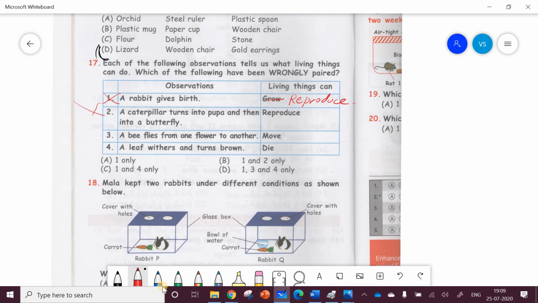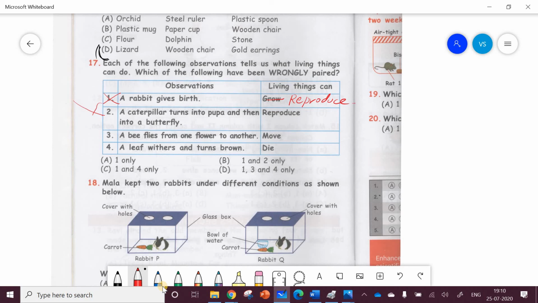All right. A bee flies from one flower to another, and they are saying it's move. It's correct. Yes, it's move. Can you please read the last one? A leaf withers and turns brown. And then they have written die. So do you think they have matched it correctly? No. But I remember I told you once, you asked me why the leaf is turning brown, and I told you because it is dead. So it is correct.